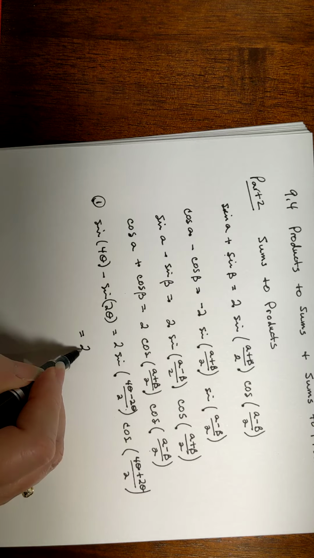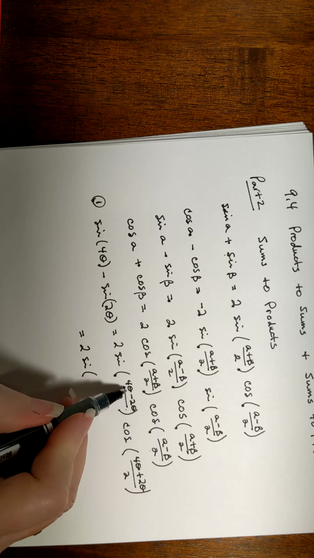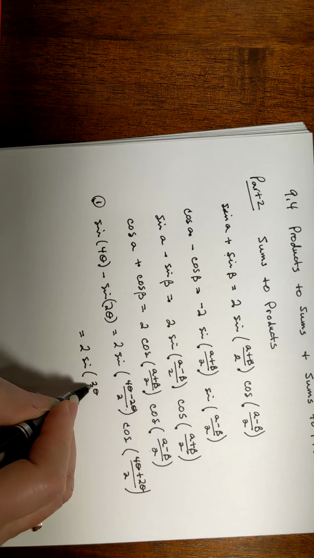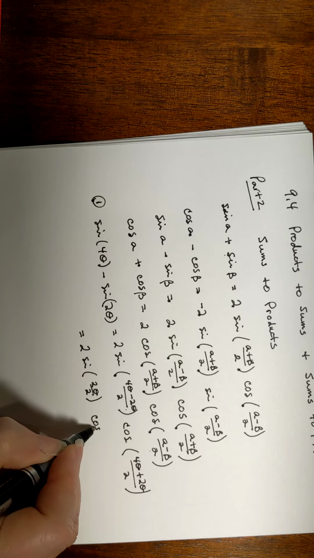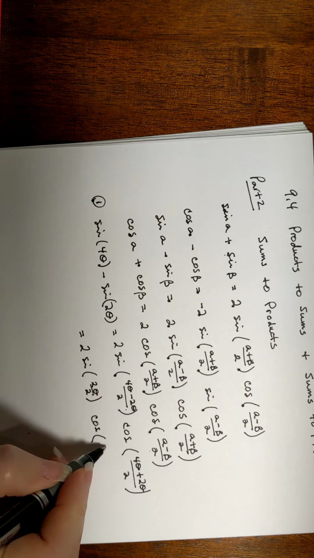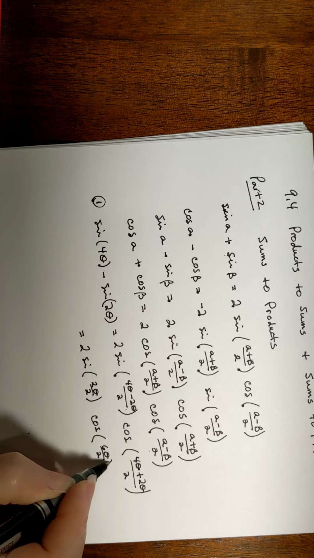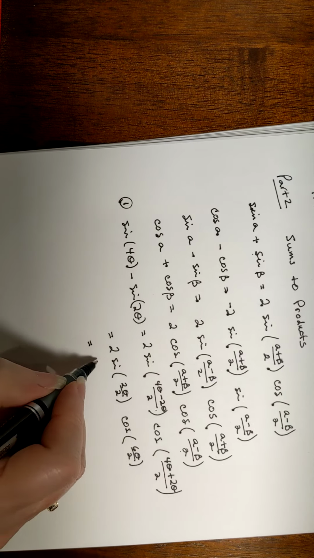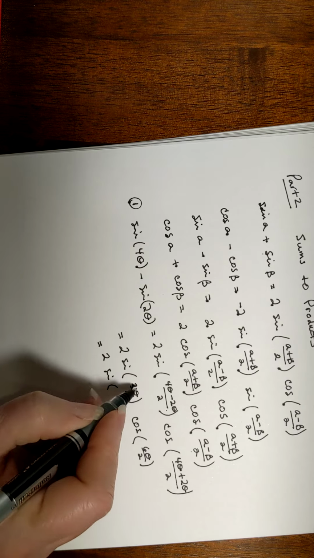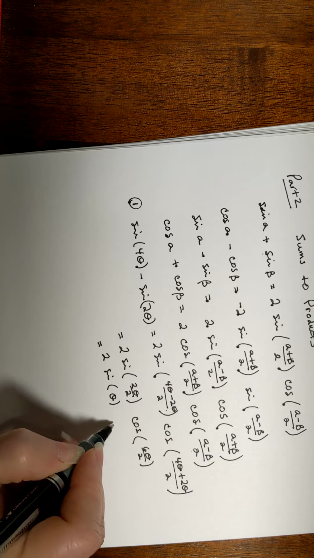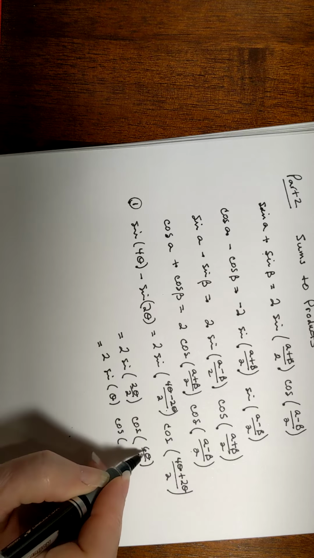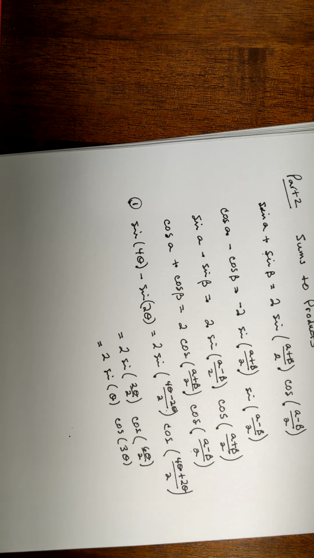So simplifying, 4 theta minus 2 theta is 2 theta over 2, times the cosine of 4 theta plus 2 theta, which is 6 theta over 2. So this gives me 2 times the sine, and the 2's cancel, of theta times the cosine, and then the 2 goes into the 6 3 times, 3 theta. So that's how you write from a sum or difference to a product.